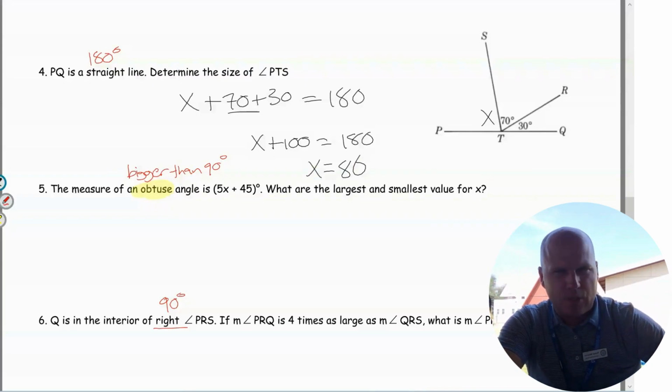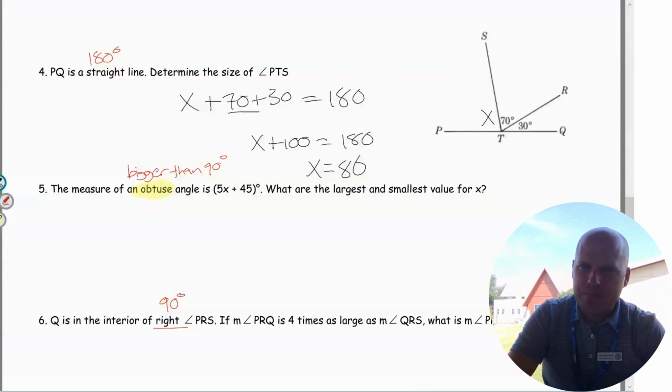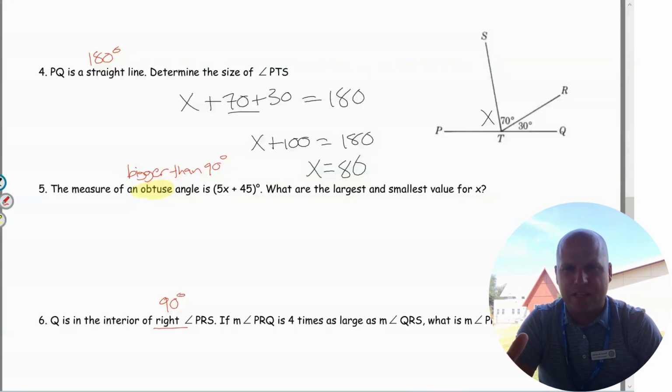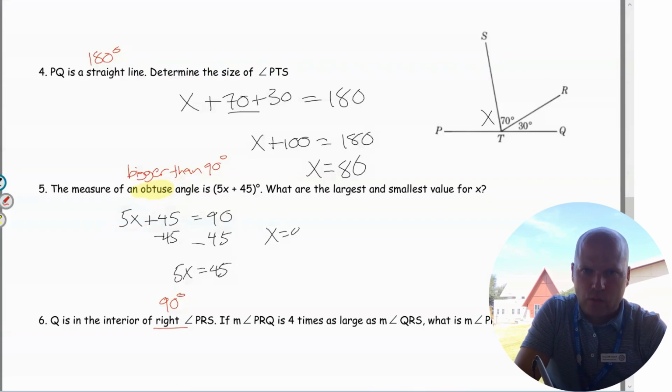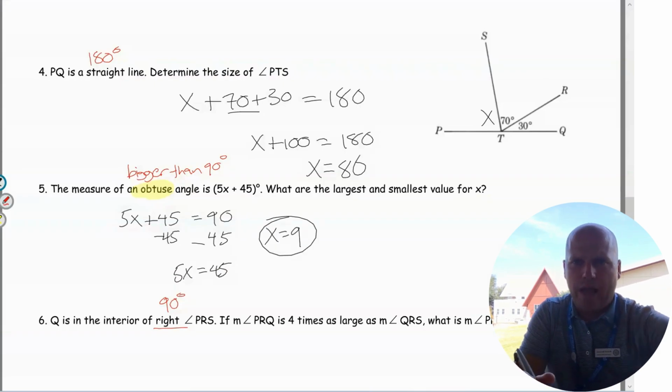I like to say obtuse angles are bigger than 90. I think maybe we're talking about bigger than 90 and less than 180. So, what happens if 5x plus 45 was equal to 90? Well, you could solve this equation, and you get x equals 9. Great. Okay.